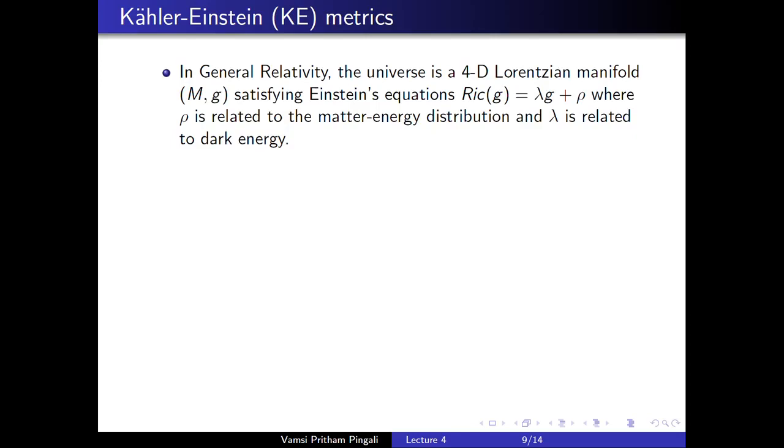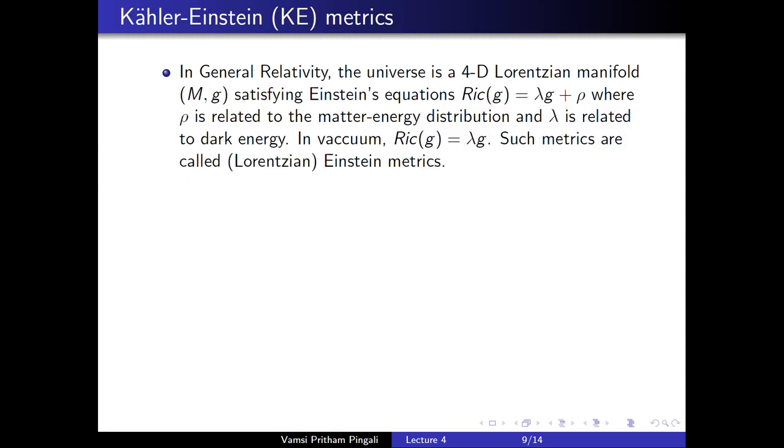Okay. And this lambda is related to the cosmological constant. It's related to the so-called dark energy. So in vacuum, Ricci g equals lambda g. So such metrics are called Lorentzian Einstein metrics, but we are interested in such metrics even in the Riemannian category. In particular, in the Kahler category, a Kahler-Einstein metric is one that satisfies Ricci omega equals lambda omega.